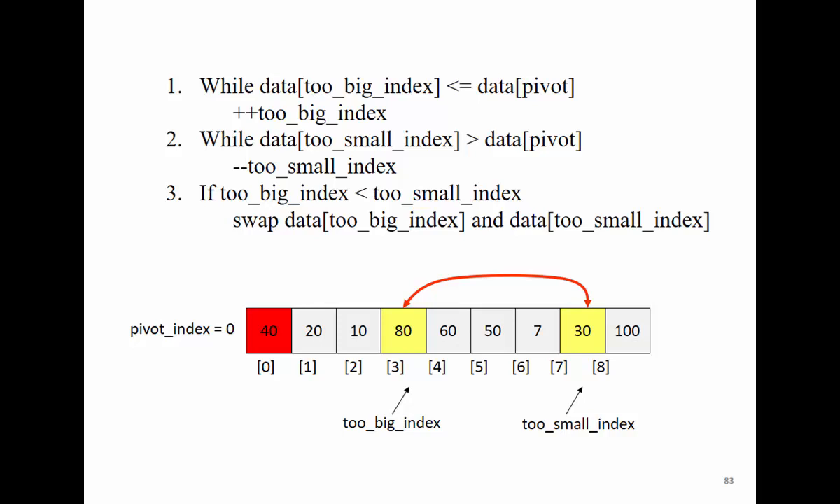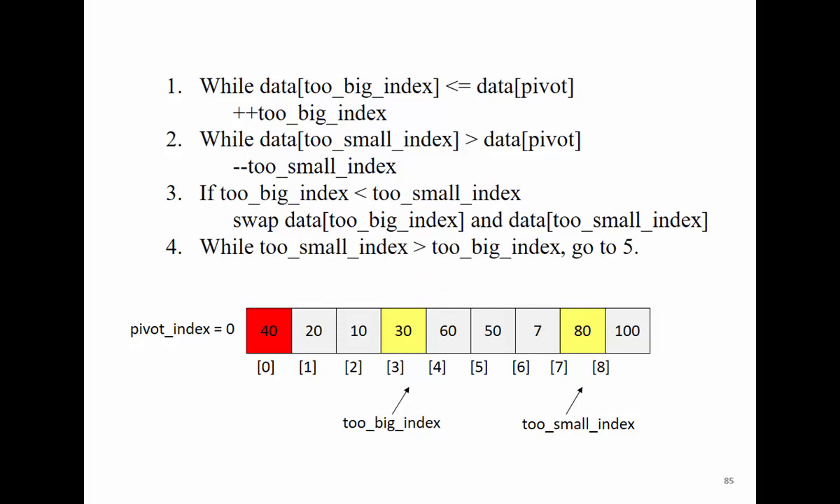We're going to swap the value at 80, the two big index, with the two small index. If the two big index is less than the two small index, that's right: index 3 is less than index 7. So we're going to do the swap. We're going to swap the values. So now this is 30 and this is 40. And we repeat the loop while the two small index is greater than the two big index. Go back to step number 5. Go back again. We're going to do the same loop.